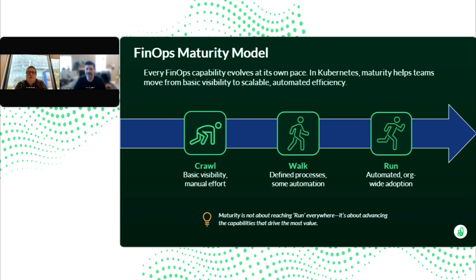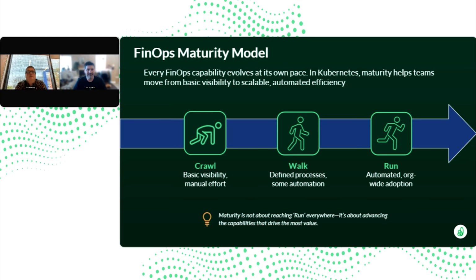And then at the run phase, it could be the automation and looking at things like policy-based workload tuning and forecasting. So again, maturity is not about reaching run everywhere. It's really about taking the capabilities that are most important to your business and that are driving the most value and acting upon those and developing a plan around that.